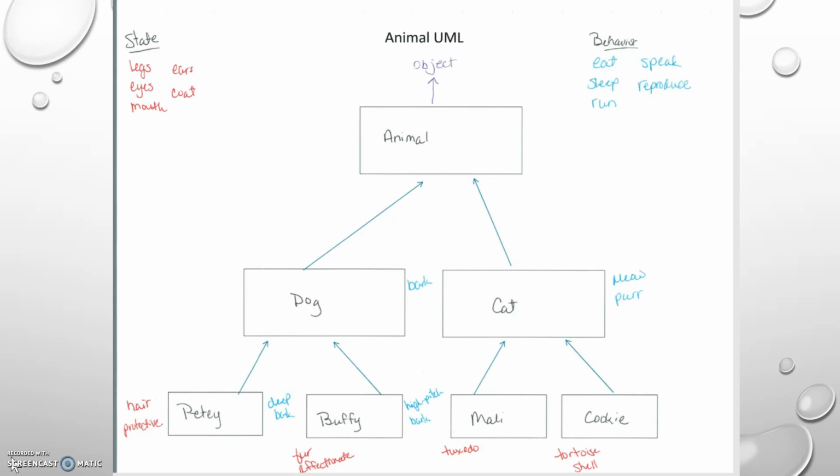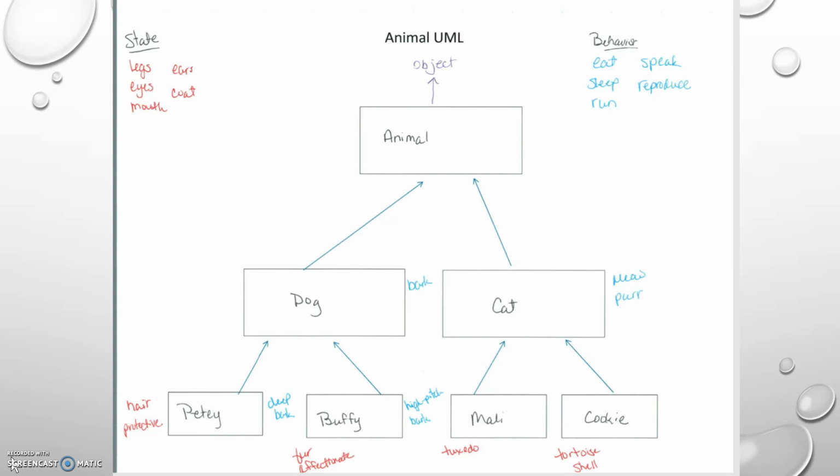And then we also added an additional method to the cat class because a cat purrs, where most animals don't purr, which is why we don't have purr up in the animal object. Our third level is when we are going to look at specific animals that will inherit from dog and specific animals that will inherit from cat. So under dog, you're going to see that I've got two dogs. I've got Petey and Buffy.